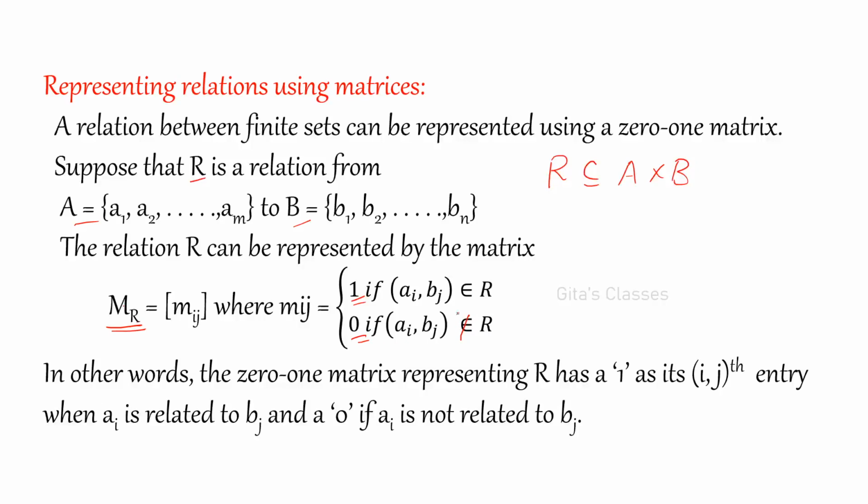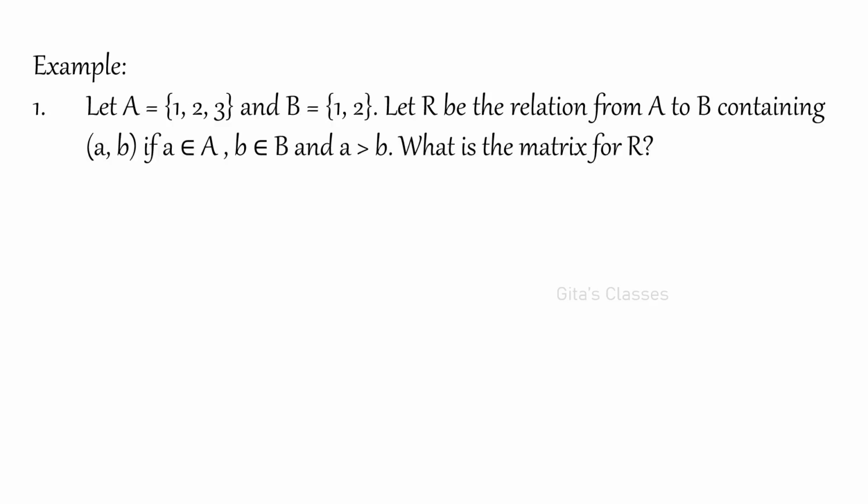This is does not belong to, okay. So if (ai, bj) belongs to R, meaning ai and bj are related, then you have to write 1. Otherwise, if they are not related, you write 0. That's all. In other words, in words: the 0, 1 matrix representing R has a 1 as its (i, j)th entry if ai is related to bj, and it will have an entry 0 if they are not related. Okay, ai is not related to bj.